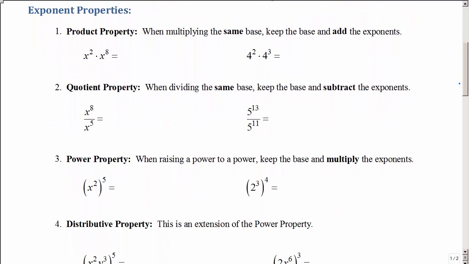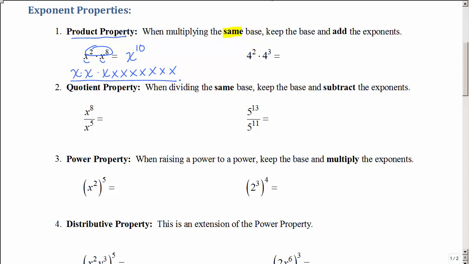Let's look at the properties of exponents. First property is called the product property. When multiplying the same base, and that's really the key here, you have to have the same base, you keep the base and add the exponents. So my base is x, I keep that, and I add the exponents. Because what that really means is x times x is x squared, and then 1, 2, 3, 4, 5, 6, 7, 8 is x to the 8, and look at that, I would have 10 little x's.